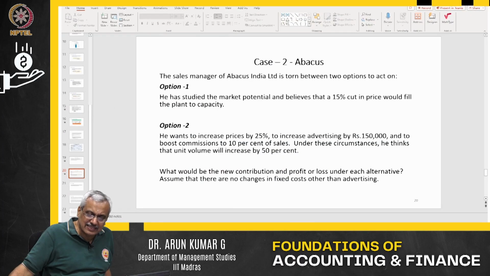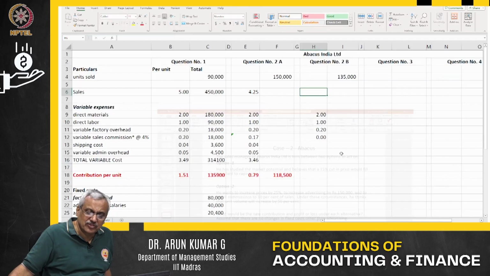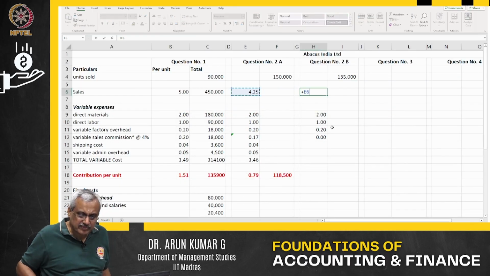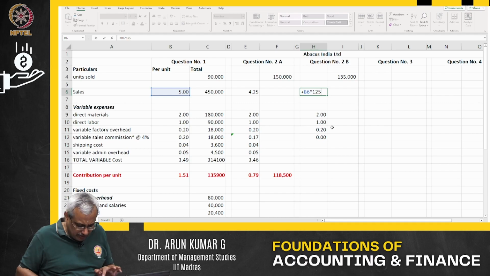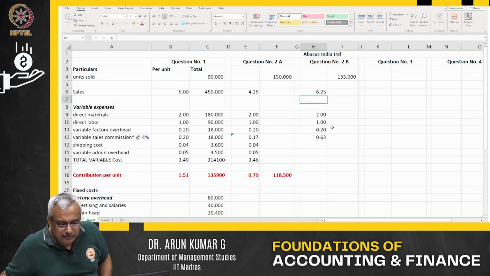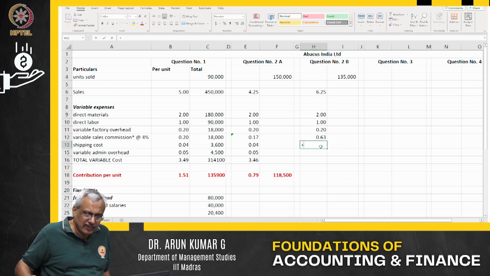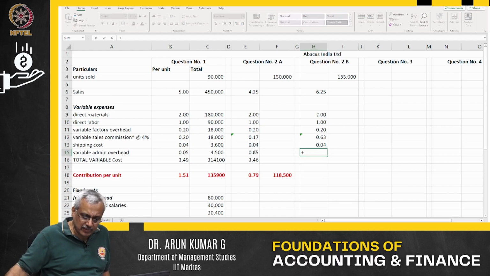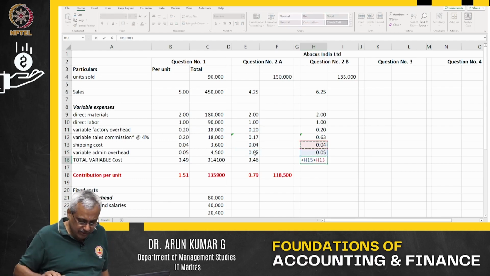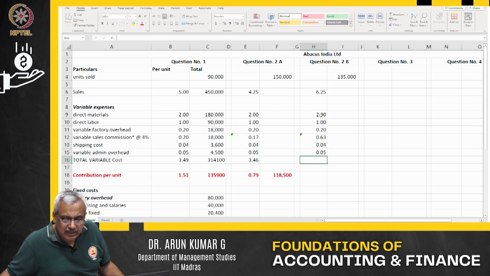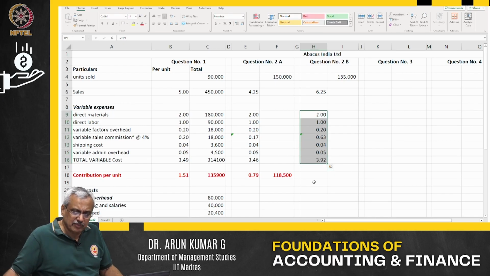The sale price, he says, is increasing by 25%. So, 25%, that is $5 into 125% out there, that is going to be 6.25, and my commission is going to be 6.63 out there, whereas all the other costs are going to remain the same out here. Let us say the total of these variable costs in this particular case is nothing but 3.92.